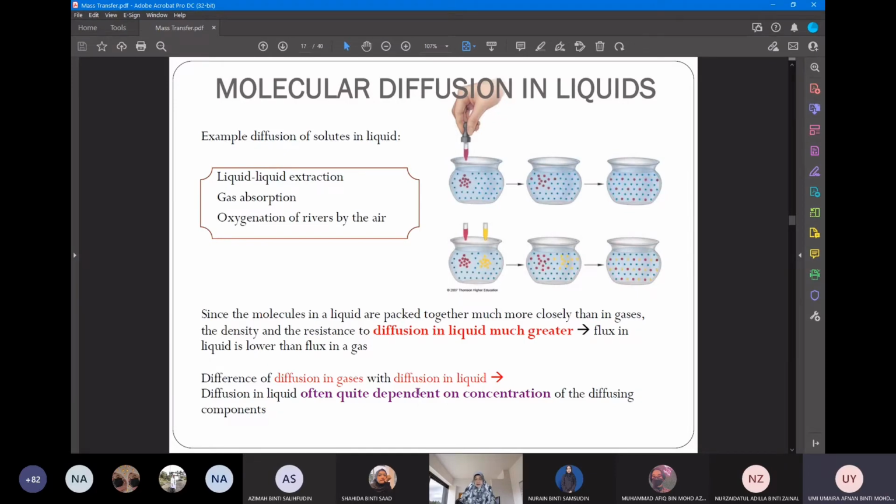Diffusion in liquid is often quite dependent on concentration. That's why I suggest that if you have liquid, the formula that you use must be in terms of concentration. But if you're dealing with gas, it is better to use calculation in terms of partial pressure.